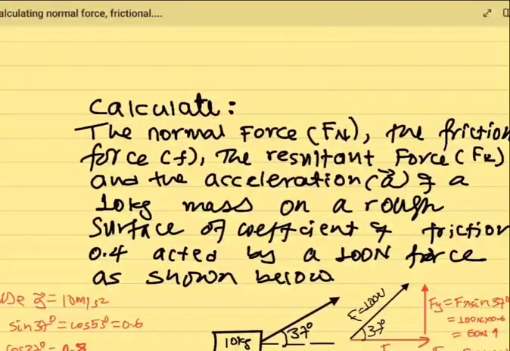This is Mr. Fakada. In this video we are going to talk about how to calculate the normal force, frictional force, the resultant force, and the acceleration of a mass acted on by a force which is at an angle of 37 degrees in this case. The surface is rough, the coefficient of friction is known, and we are going to find the normal force, the frictional force, the resultant force, and the acceleration of this mass.